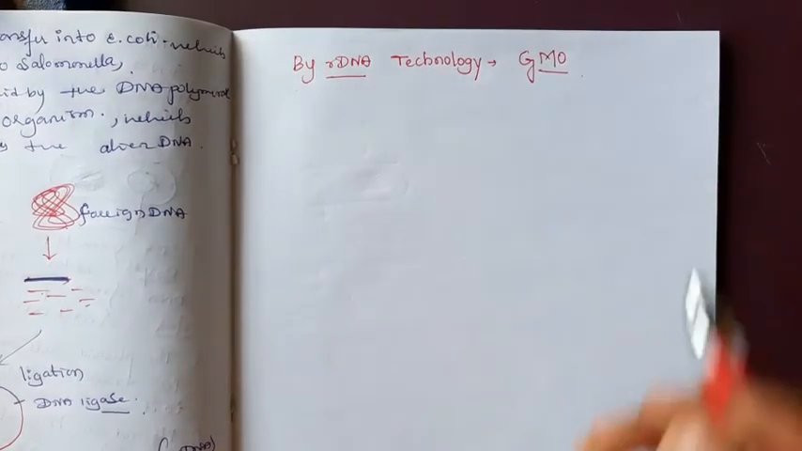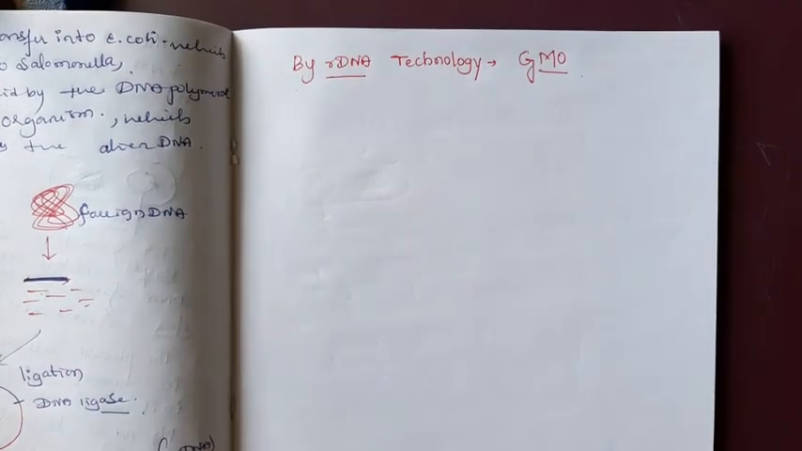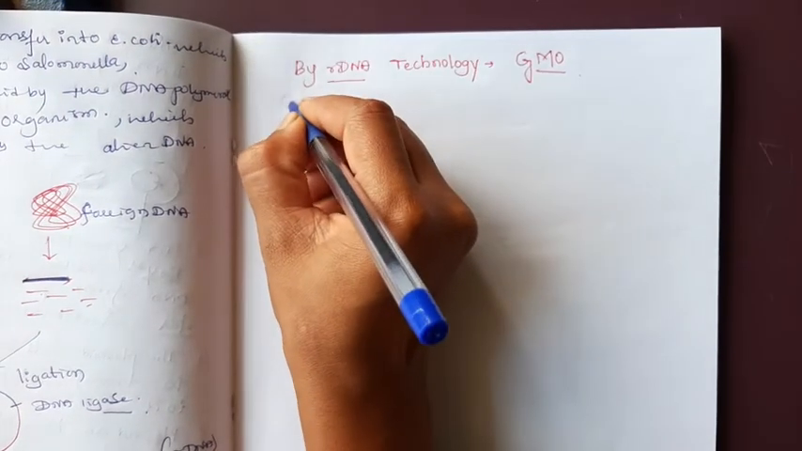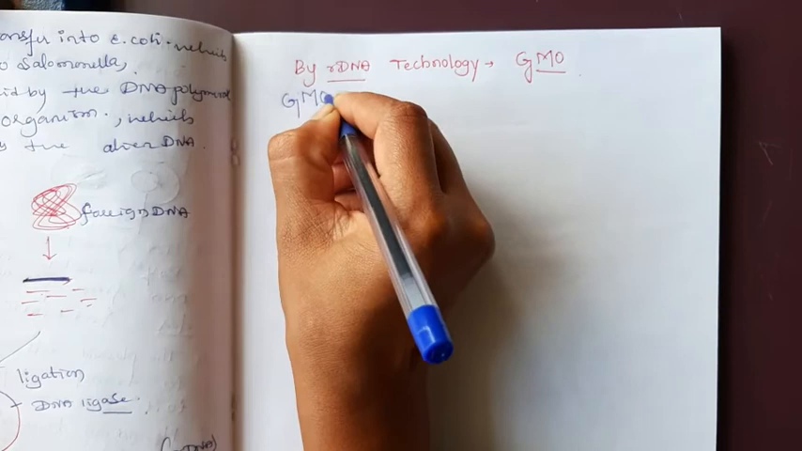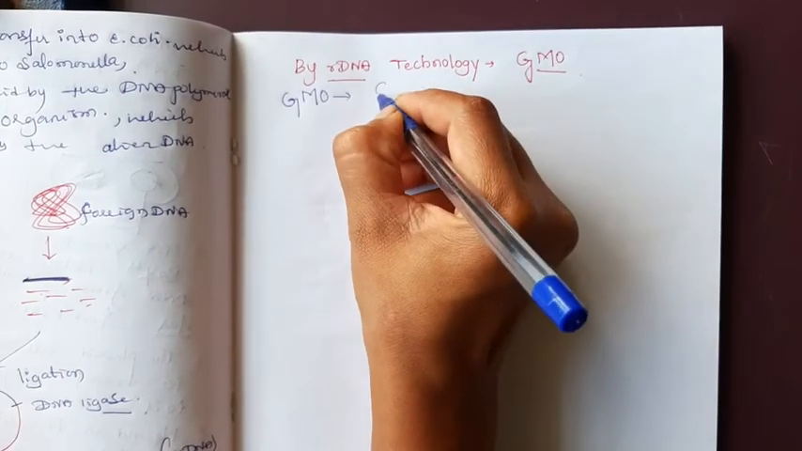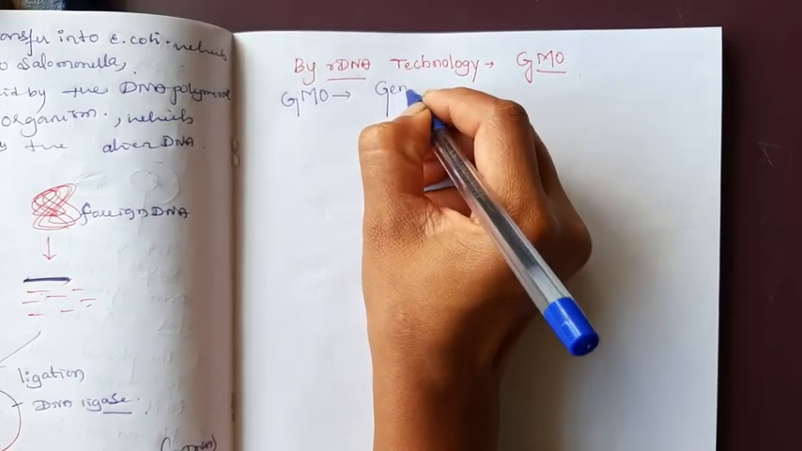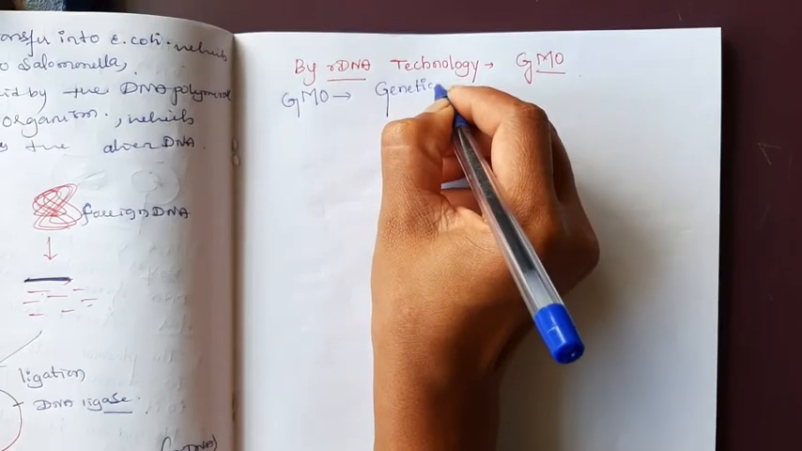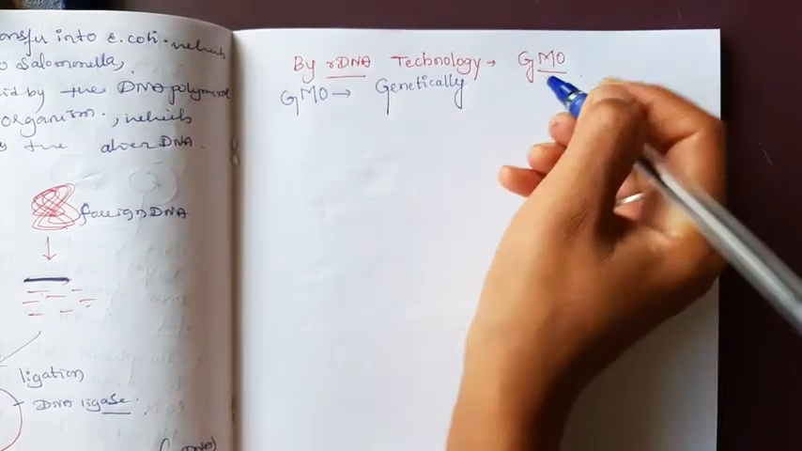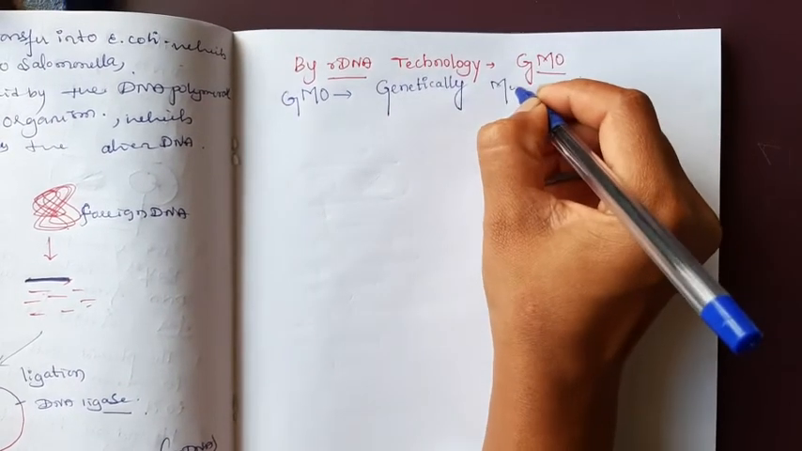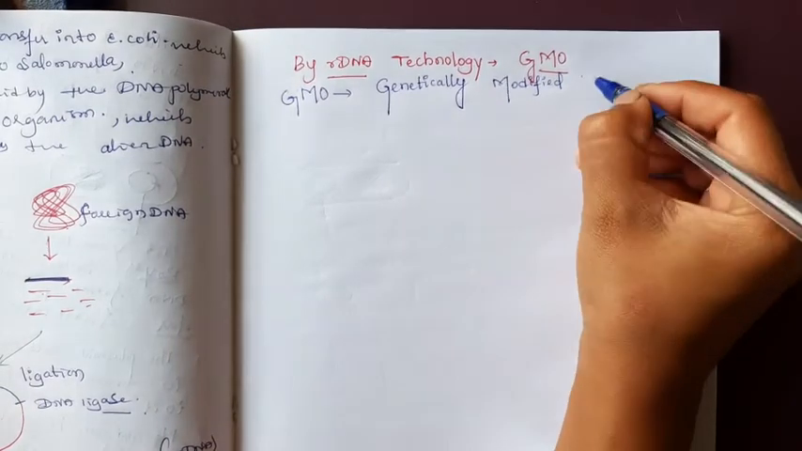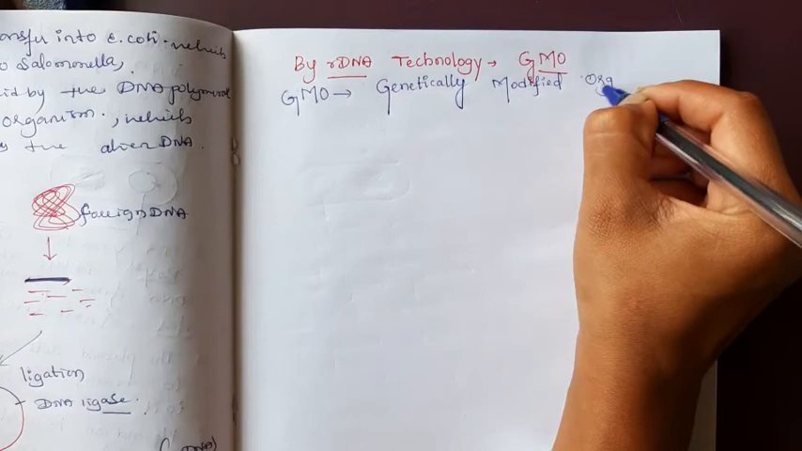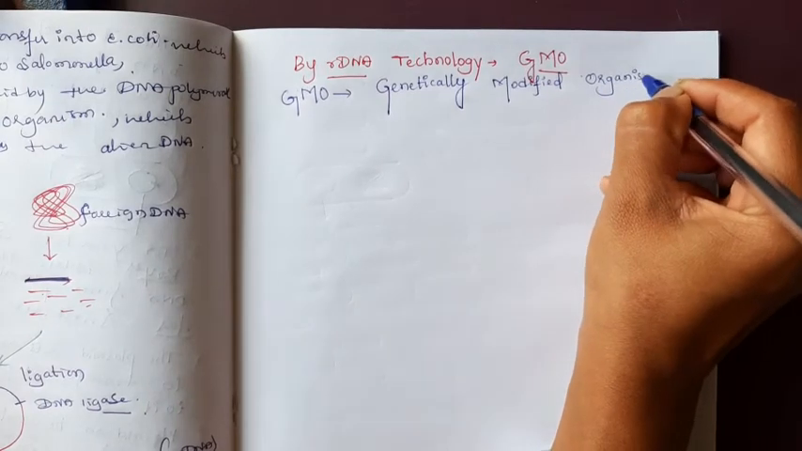GMO. This is very important, student. Expansion of GMO: genetically modified organisms.